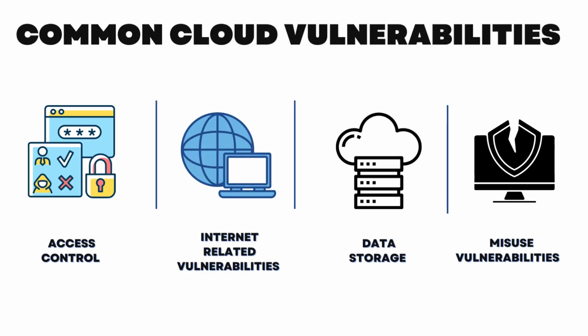Okay, and what about the vulnerabilities? These are the categories of vulnerabilities which come in: access control, internet-related vulnerabilities, data storage, and misuse. And usually they are linked with some characteristic of the cloud. So let's look at the first one, which is access control.